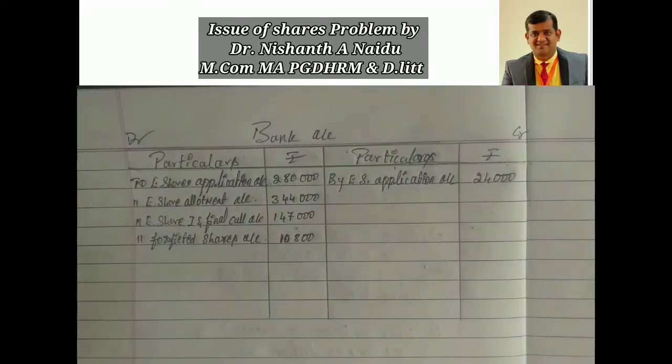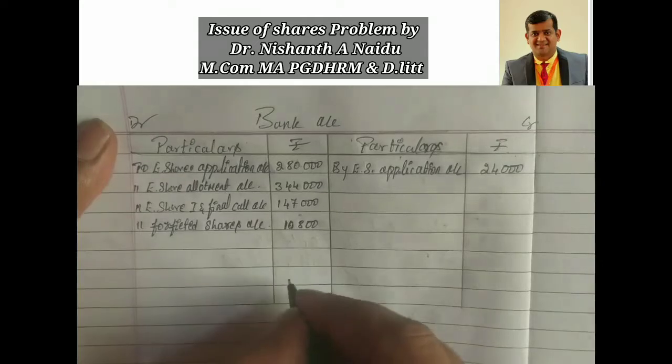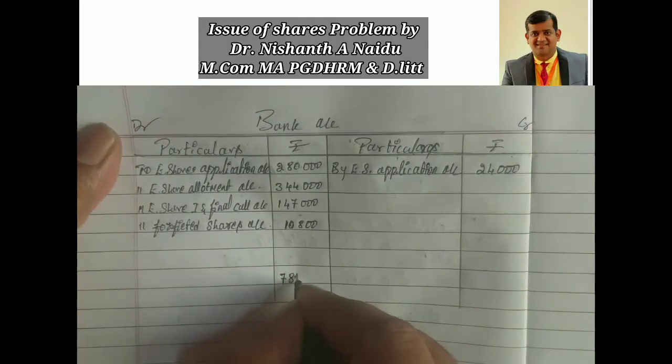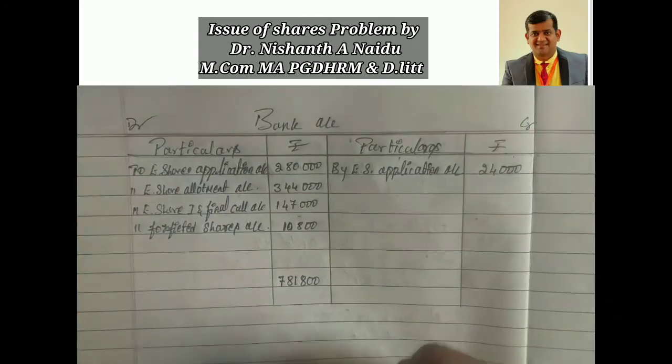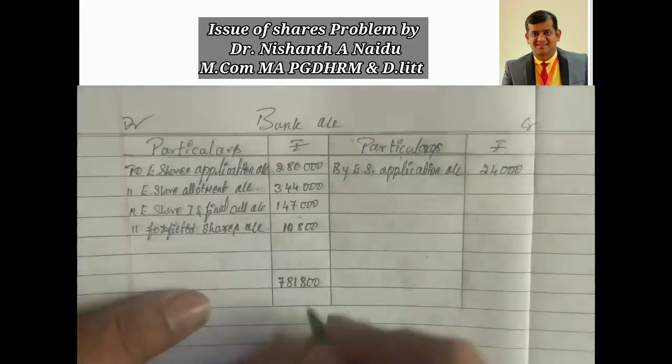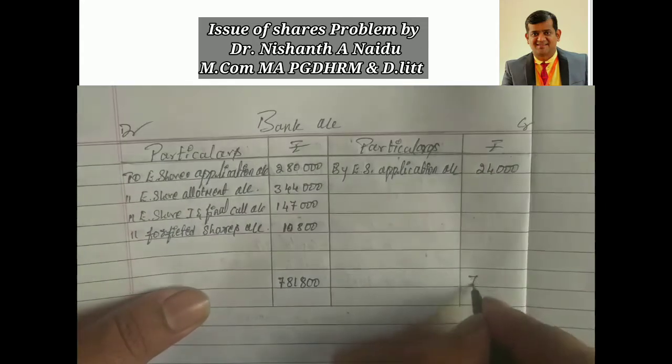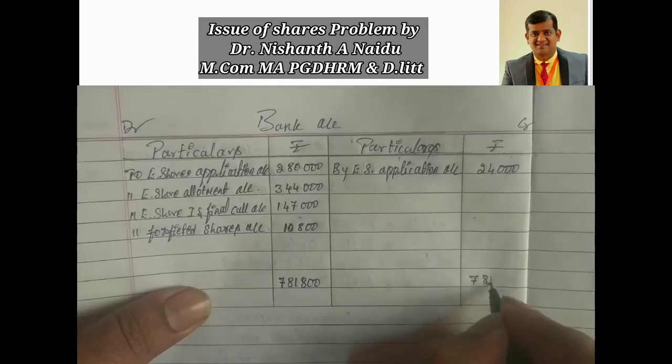So the balance I have to check, the total. Let us calculate the total first on the debit side: 2,80,000 plus 3,44,000 plus 1,47,000 plus 10,800. So that comes to 7,81,800 rupees. 7,81,800 rupees is the total. Since it is the greater side, I am writing the same total on the credit side also.